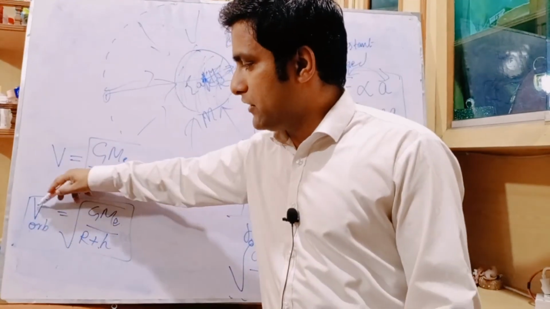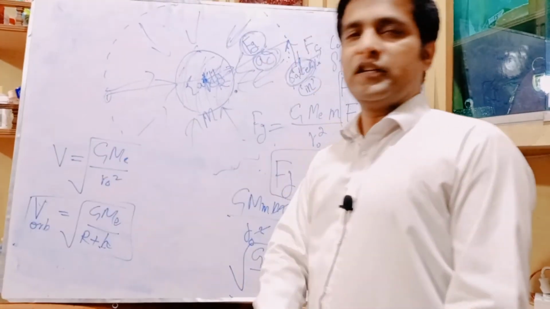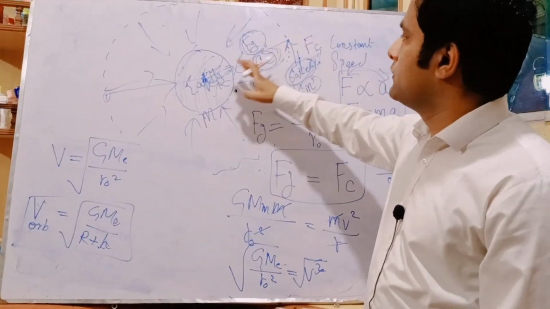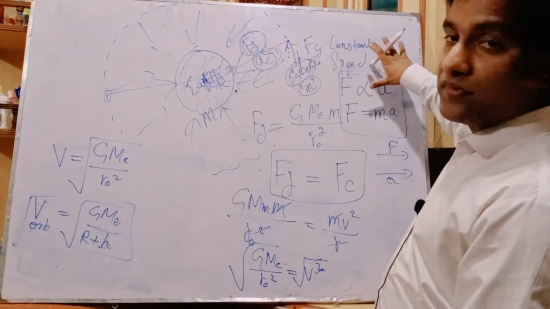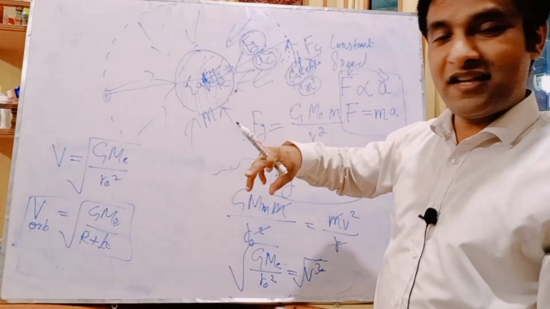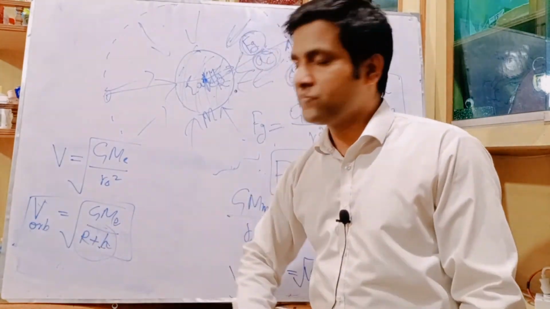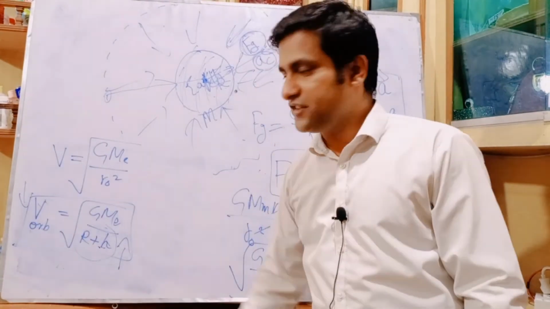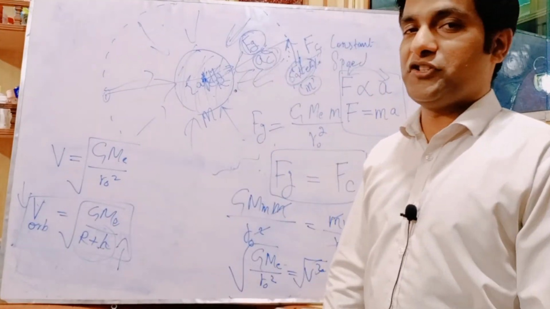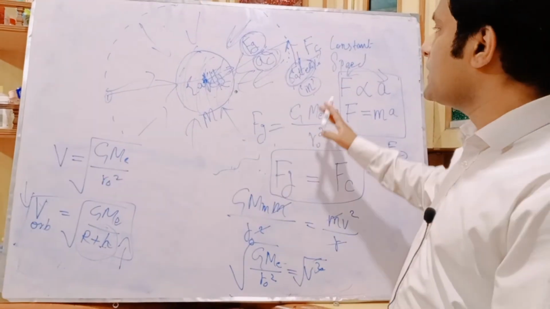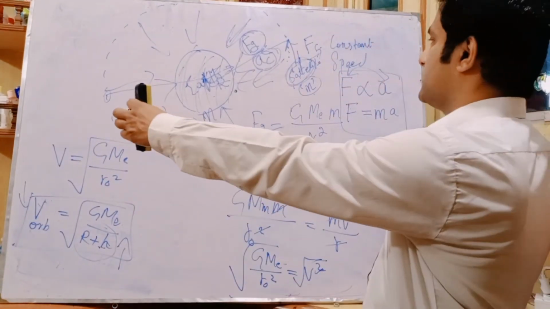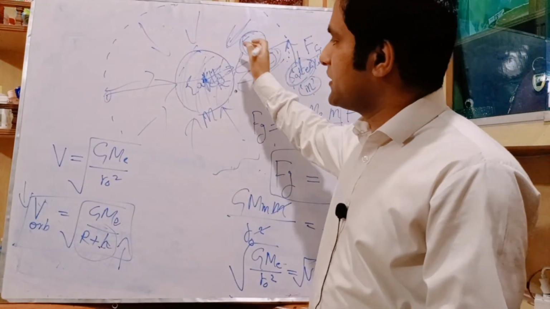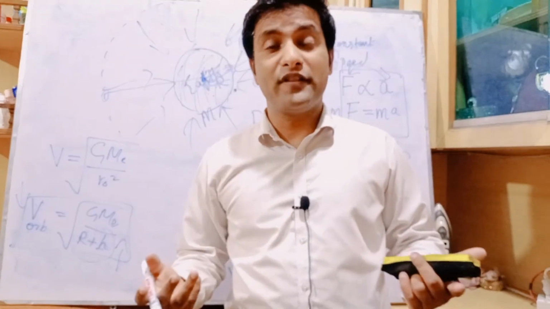Radius and velocity are inversely proportional to each other. That means if we increase the radius, if this satellite travels far away from the Earth, its speed will reduce. As we increase the radius, the velocity will decrease, because these two quantities are inversely proportional to each other. So as the satellite moves away from the Earth, its speed will decrease. As the satellite moves near to the Earth, its speed increases. It will move with a greater speed.